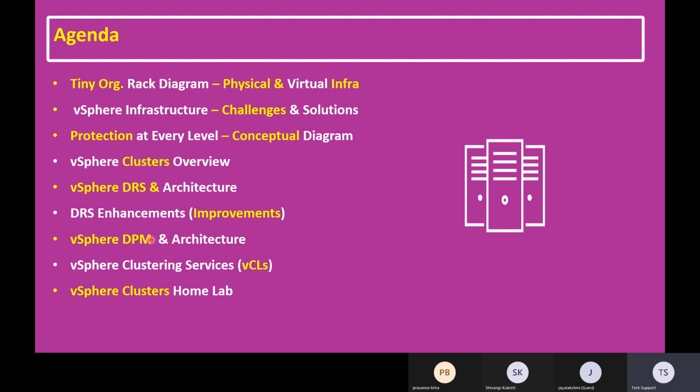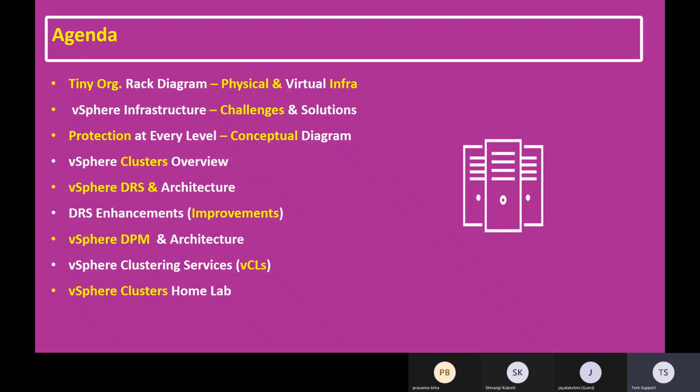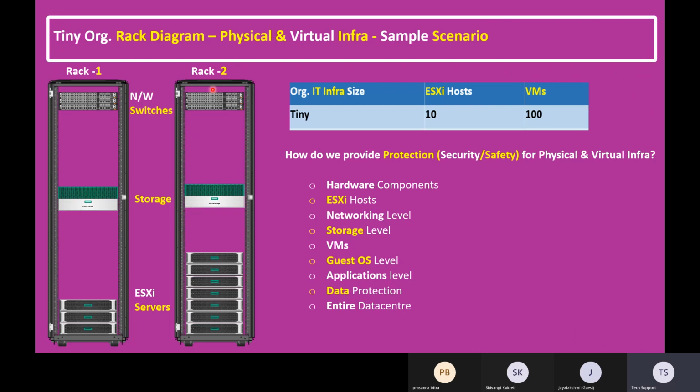Okay, so let's talk about the first agenda point, the rack diagram. A tiny organization means a very small organization. Normally, this is how a rack diagram looks. We'll talk about the physical infrastructure first, and once we are familiar with physical, we'll go to the virtual infrastructure.